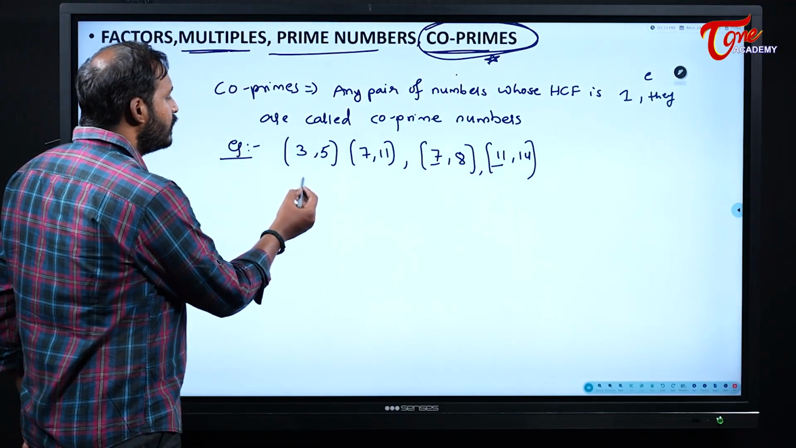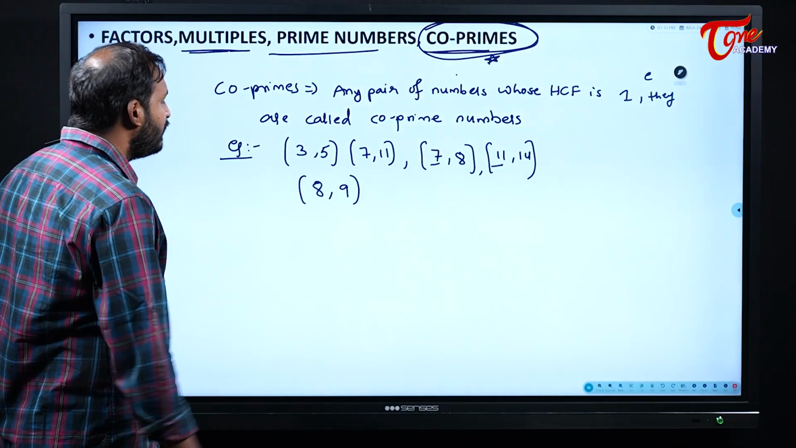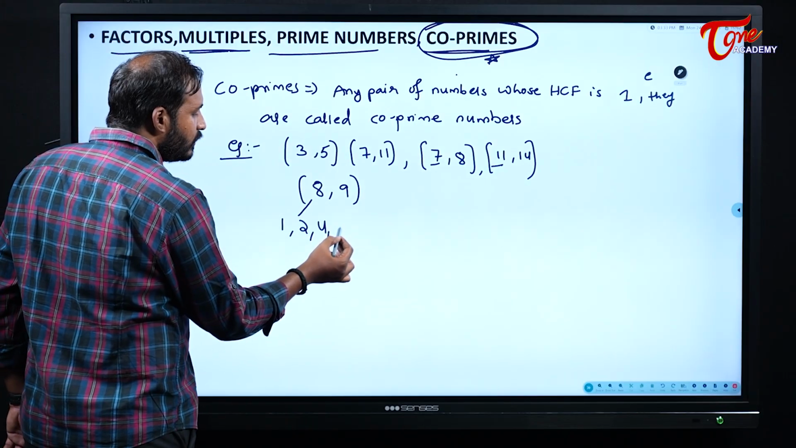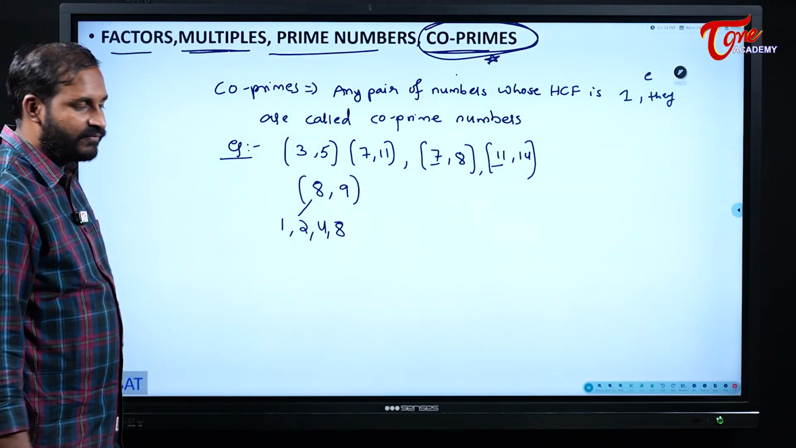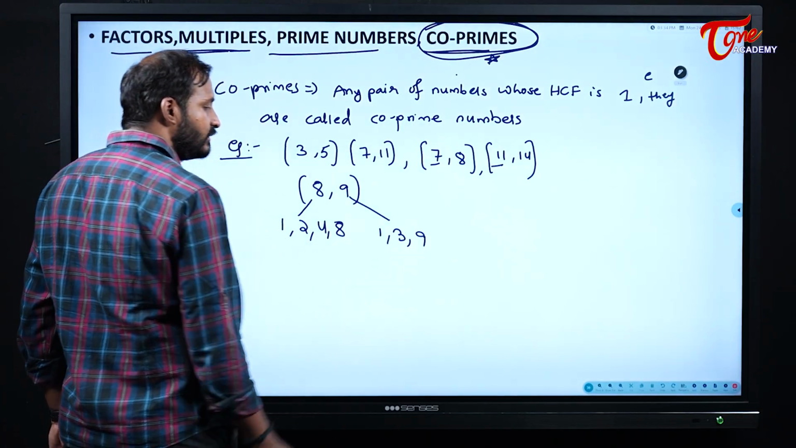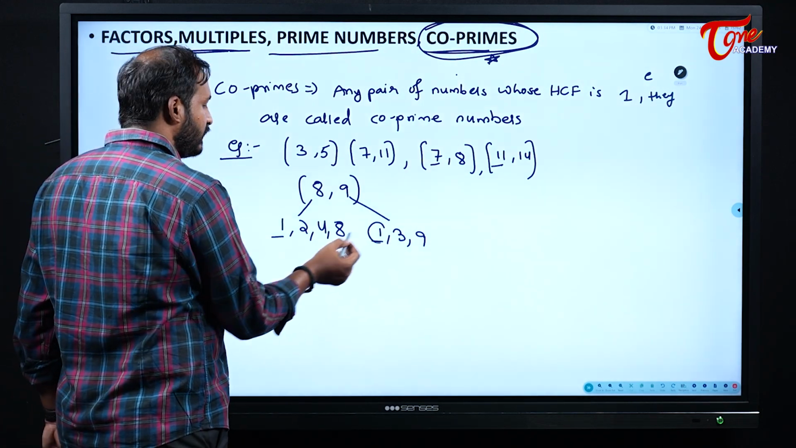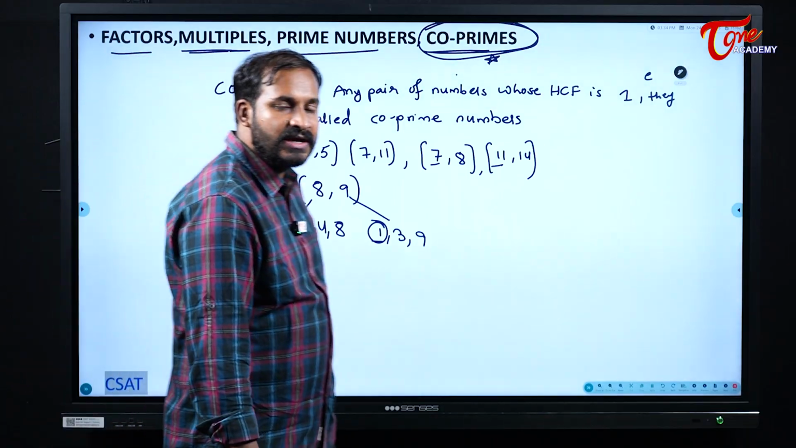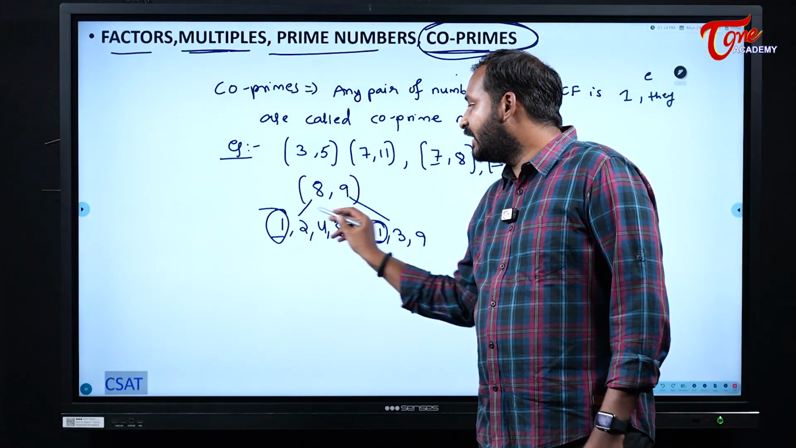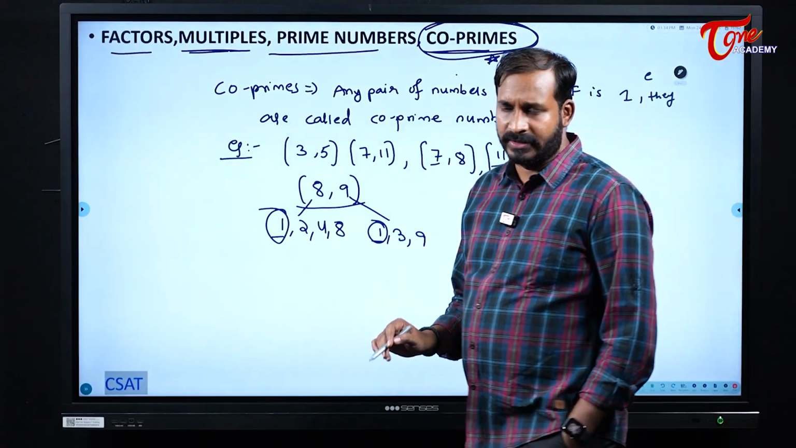Next, 2 composite numbers also can become co-primes, like 8 and 9. What are the factors for 8? If you observe carefully, 1, 2, 4, 8 are the factors of 8. What are the factors of 9? 1, 3 and 9. What is the common factor between them? 1, and the highest one is also 1. So, the HCF of 8 and 9 is what? 1. Highest common factor is 1. So, 8 and 9 are also called co-primes.